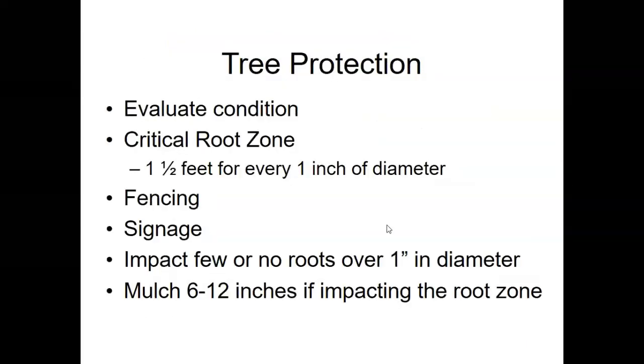The most critical thing to do and keep in mind is to stay out of that critical root zone. And that's 1.5 feet radius for every 1 inch diameter of the tree. So if you have a 10-inch tree, try to stay 15 feet away from the trunk with any sort of adverse impact. And if you need to go in that zone, put a really thick layer of mulch to try to absorb some of it.